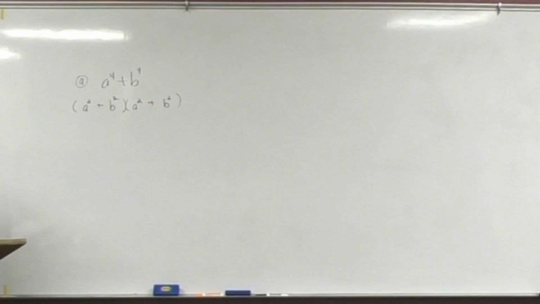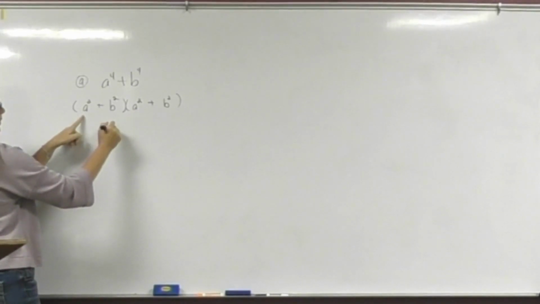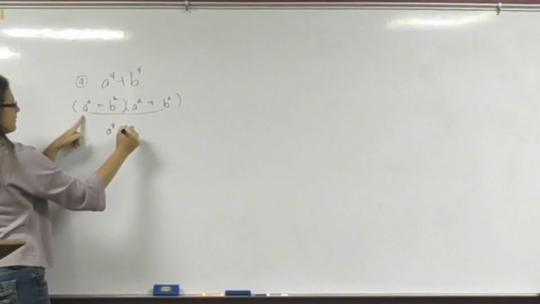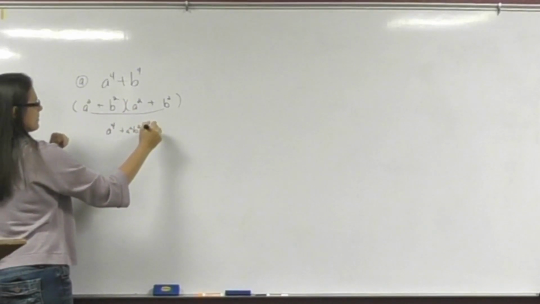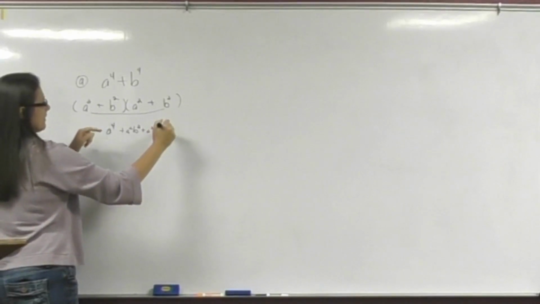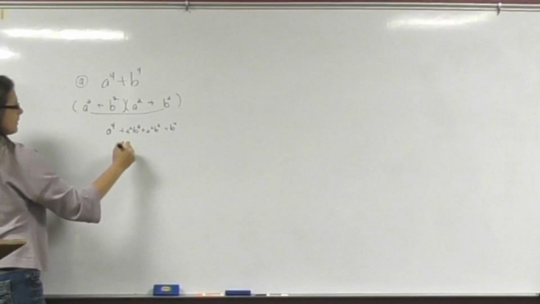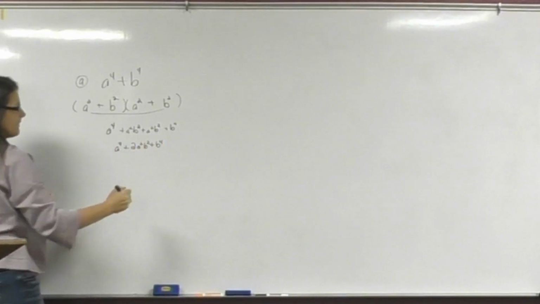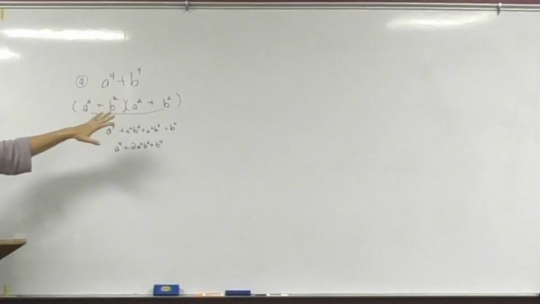But then if I went back to try to check it, and I FOILed it, when I multiply my first terms, I'd get a to the 4th. When I went out, I would get positive a squared b squared. And then in, I'd have another positive a squared b squared. And then a positive b to the 4th. So this would give me plus 2a squared b squared plus b to the 4th. That is not this. So this does not work, okay? This doesn't work.